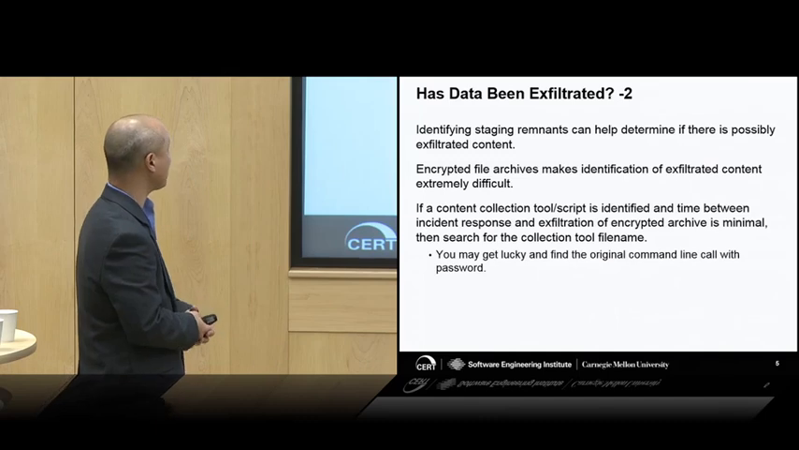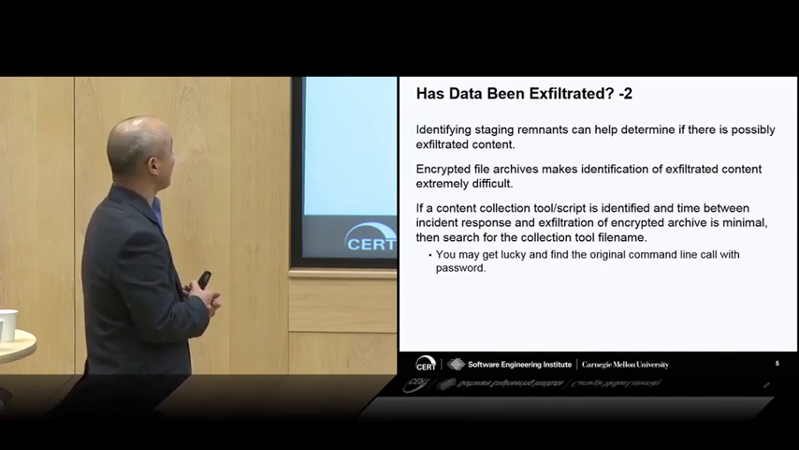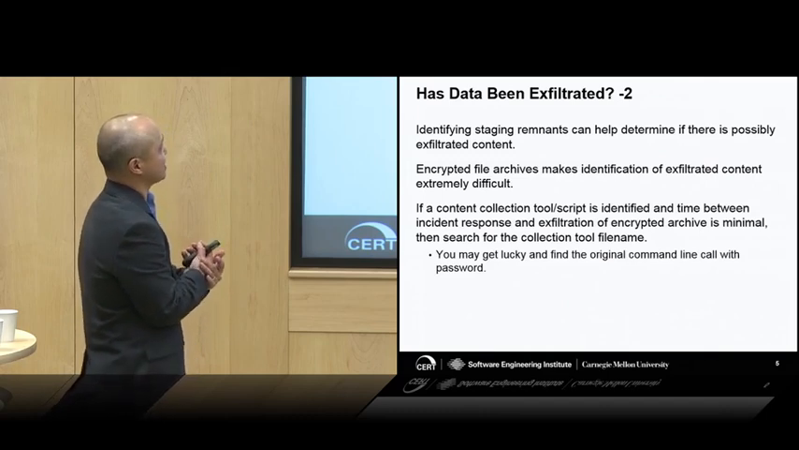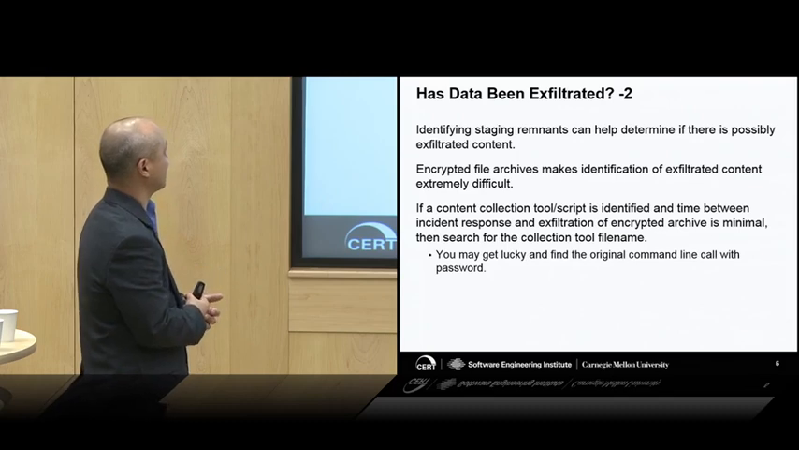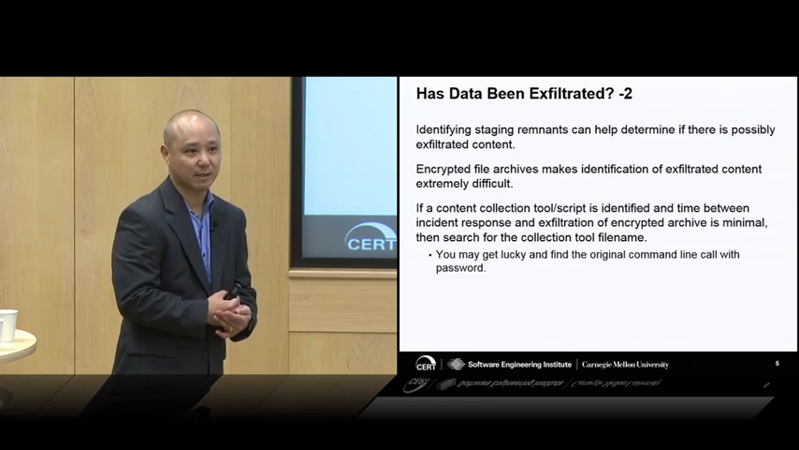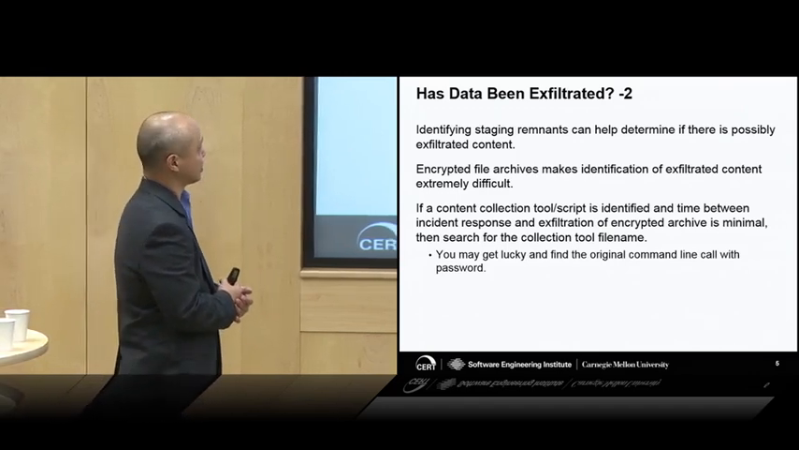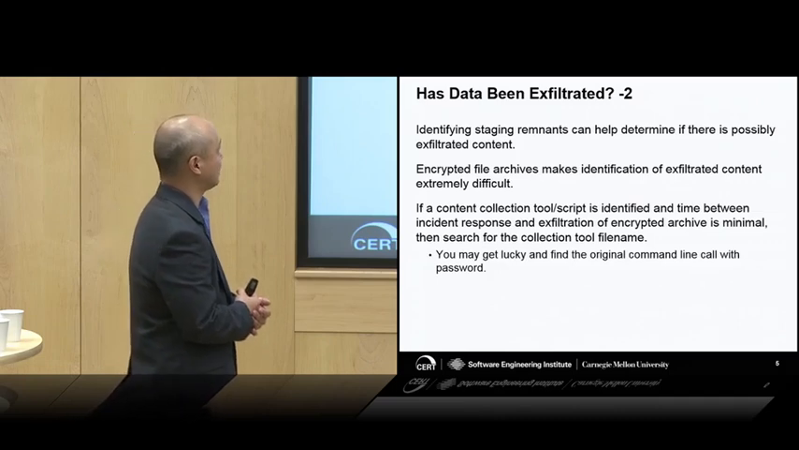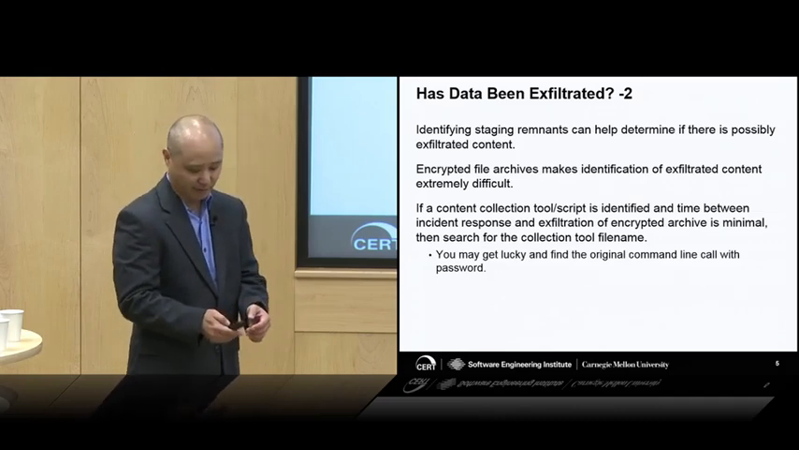If a content collection tool or script is identified and the time between the incident response and exfiltration of the archive is minimal, then search for the collection tool file name because it may also be used on other staging devices. That could be a hint or a key for you to go look for that particular script or tool, and you may get lucky and find the original command line call for the password.